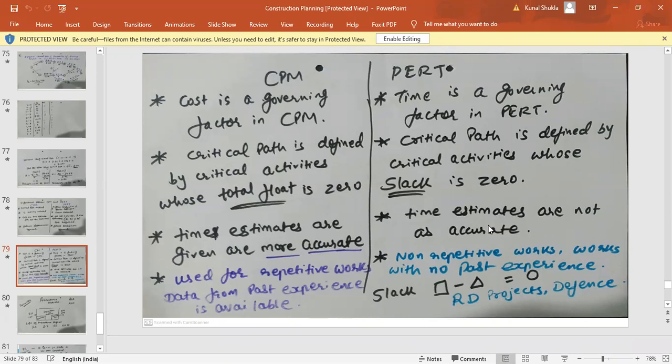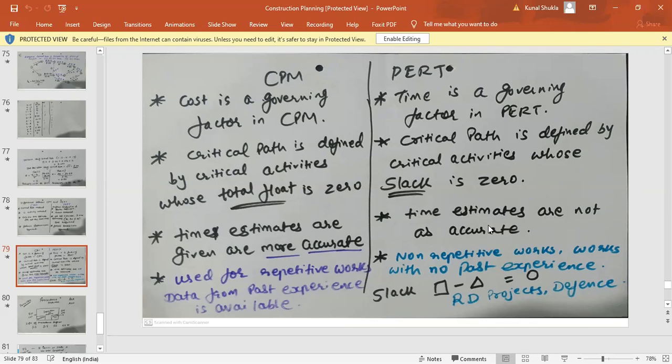Okay, and the last difference is it is used for the repetitive works, that is CPM method. What is repetitive works? I already gave you example at the start, that suppose first floor is there, second floor is there, then same design will be implemented on the seventh and the eighth floor. So that is called repetitive work. Okay, and also from the repetitive work, data from the past experience is available to us. Okay, so I know that earlier when I did this type of the work, it took me 3 days to do that. Okay, so now if I estimate 3 days, in most of the cases my 3 days would be the correct answer for the result of the work. Okay, whereas in case of the PERT method, it is used for the non-repetitive works. Okay, where the works are with no past experience.